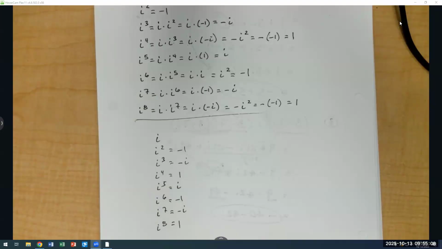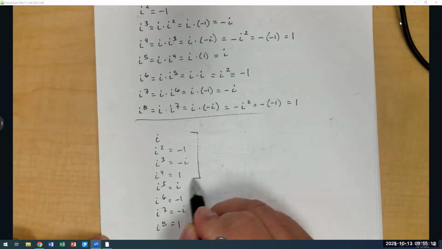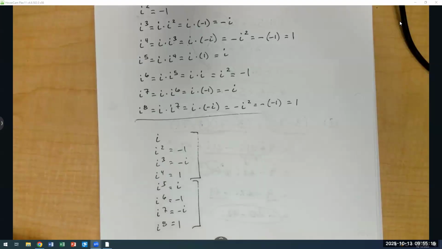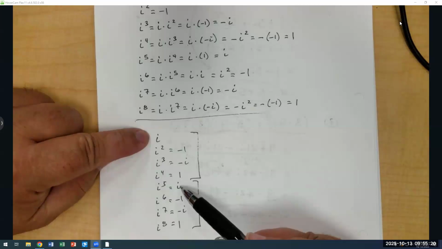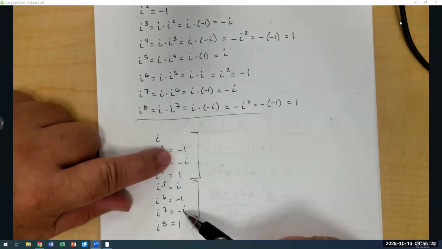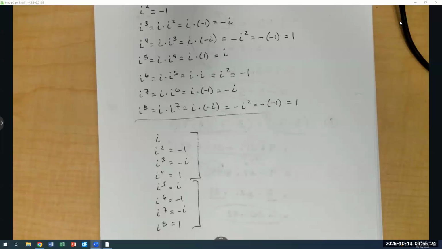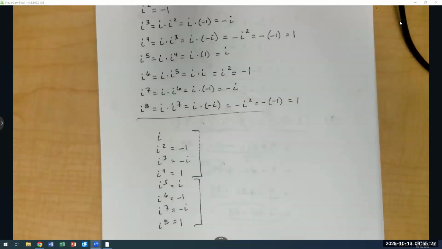If we look at it carefully, we notice a pattern. They go in groups of 4. Starts with i, goes to -1, -i, and 1. So the next set would follow the same pattern: i, -1, -i, 1. Everybody follow that so far? So every exponent that has i has to follow one of these four numbers.